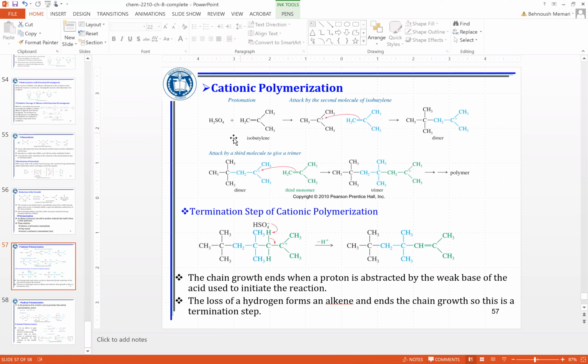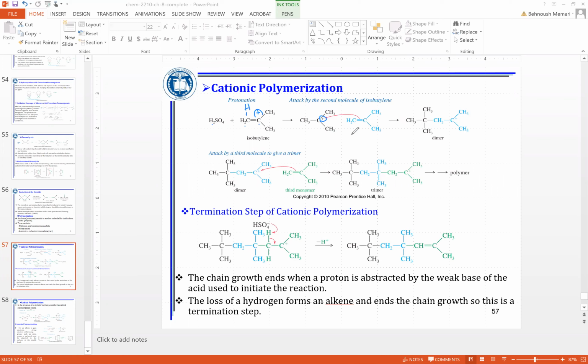So if you start with isobutylene, you have 4 carbons. Now this is acid catalyzed. The first one is acid catalyzed. So you bring the proton, it would protonate one of these 2 carbons, and obviously the carbon with more hydrogens is going to take the hydrogen. The other carbon would take the plus charge. So we have the plus charge here.